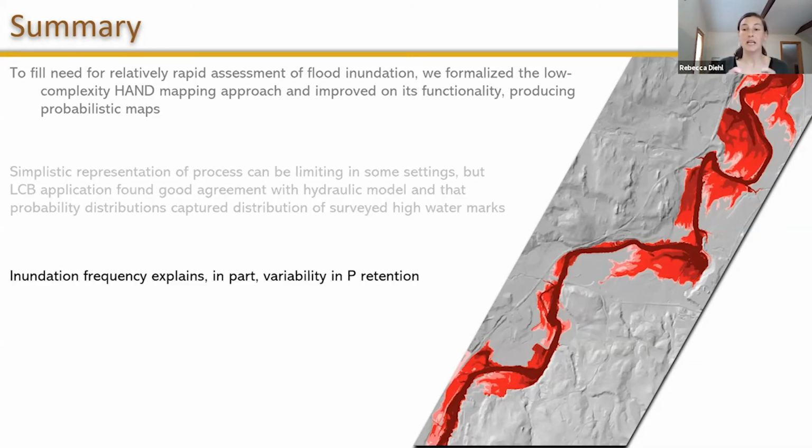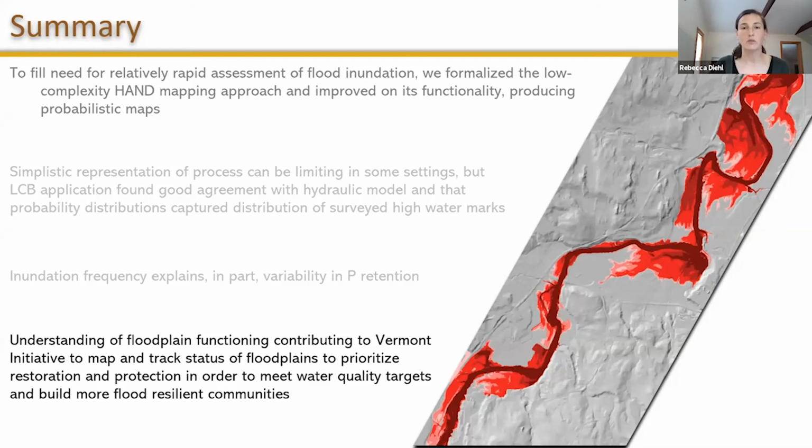Inundation that we've been able to extract out of these types of maps is really important for explaining variability in phosphorus retention on these floodplains. There's a ton of other variability in there, and we're hoping to constrain that even further. But this is definitely a big key piece to it. And then all of this work is really going towards understanding floodplain functioning in Vermont, and using it to again translate this research in a way that other stakeholders in the state can use it to better manage our floodplains.